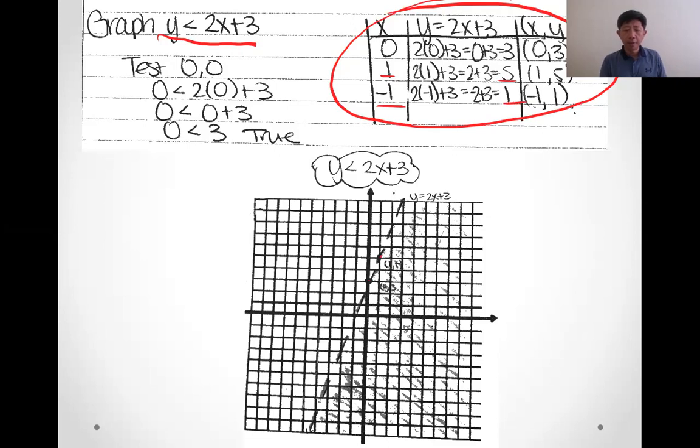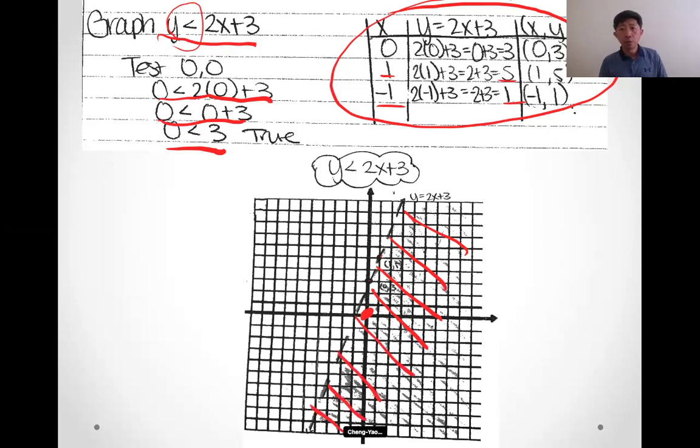And then the next step, okay. Now this is not including the equal sign, so we have to use the dashed line, right? So test the 0, 0 point. So I plug in 0 for y, plug in 0 for x. So therefore, 0 is less than 3. 0 less than 3. Oh, test this one. This is true. True, so therefore, we color this region.